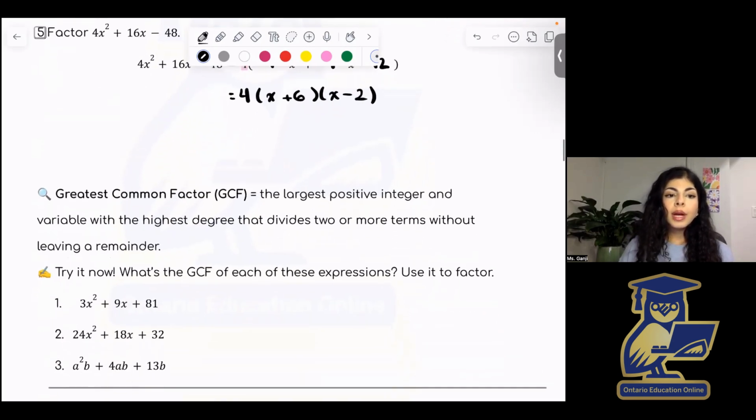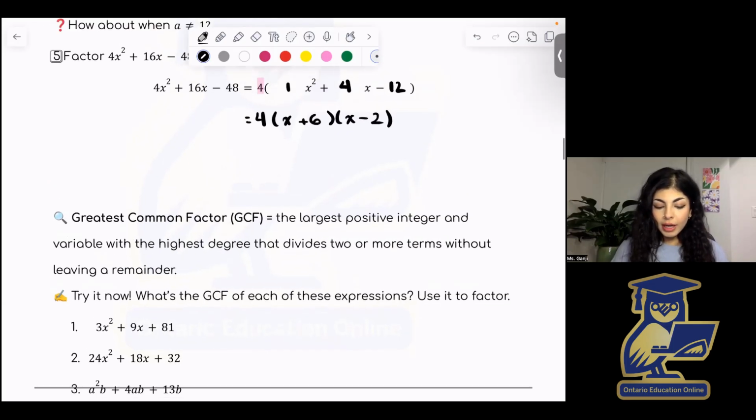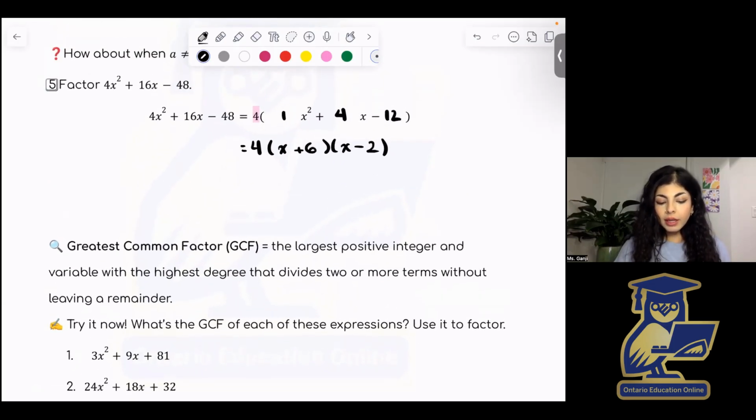And greatest common factor here, which was 4, is essentially the largest positive integer and variable that we have with the highest degree that divides two or more terms. And it will have no remainder because it's fully divisible. So in our example above, 4 is a factor of 4, 16, and negative 48. So we were able to factor it out or divide all of those terms by 4 and have no remainder.